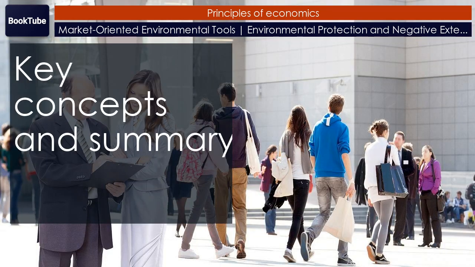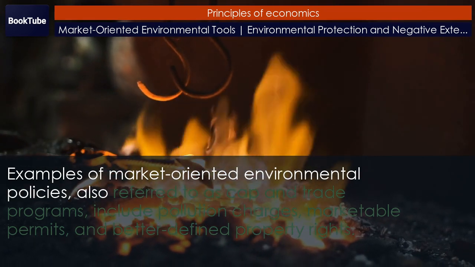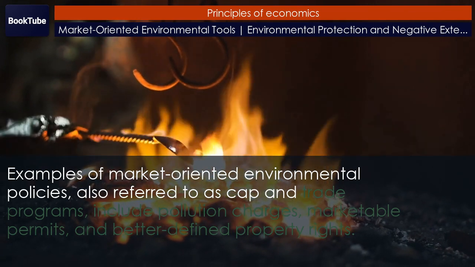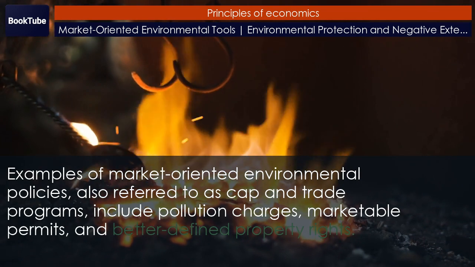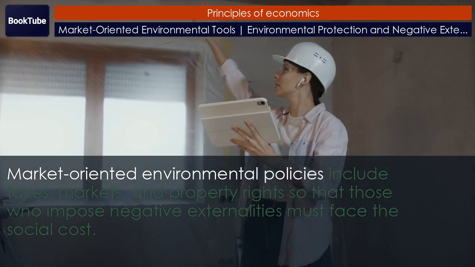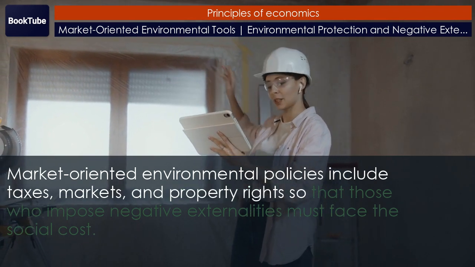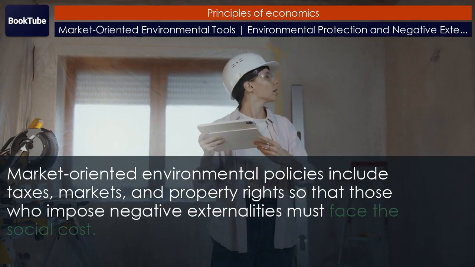Key concepts and summary. Examples of market-oriented environmental policies, also referred to as cap and trade programs, include pollution charges, marketable permits, and better defined property rights. Market-oriented environmental policies include taxes, markets, and property rights so that those who impose negative externalities must face the social cost.